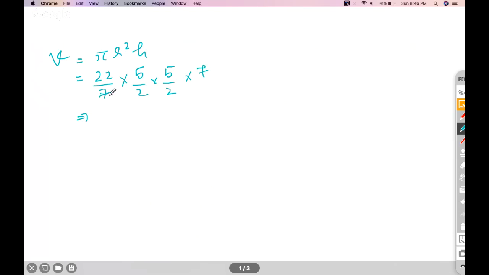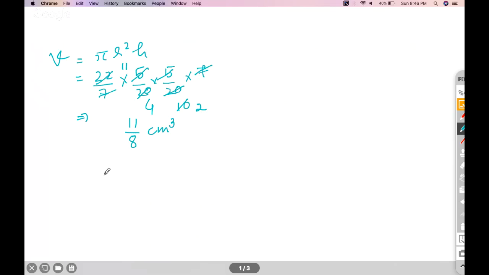So how much do I get? Once again let me check. Oh, this is 5 millimeters, so this has to be divided by 10 also. So this is 5 by 20, this is 5 by 20, this 7 is gone, this gives me 1 by 4, and this gives me 11, and this gives me 10. And this again is gone by 2, so this gives me 11 by 8 centimeter cube.